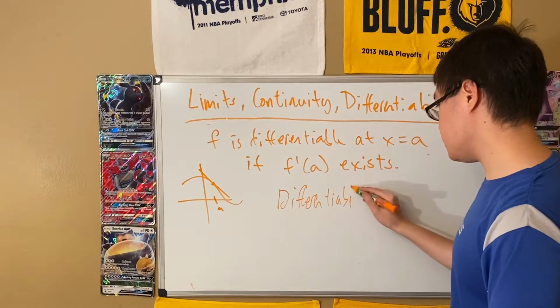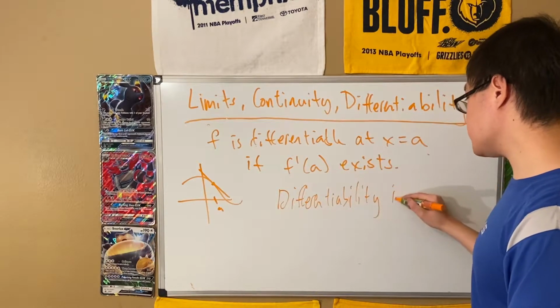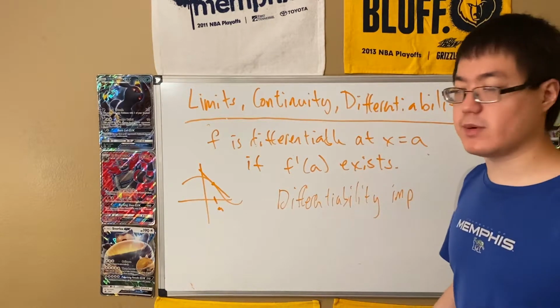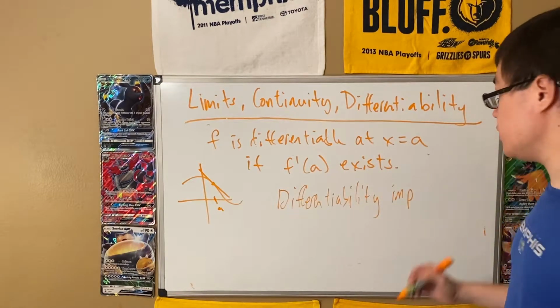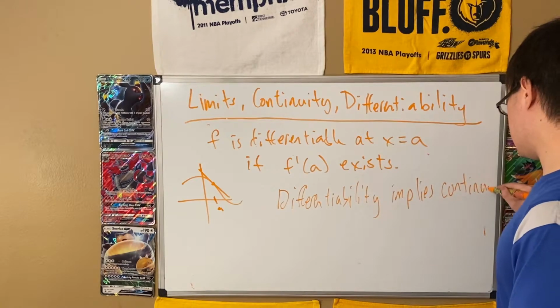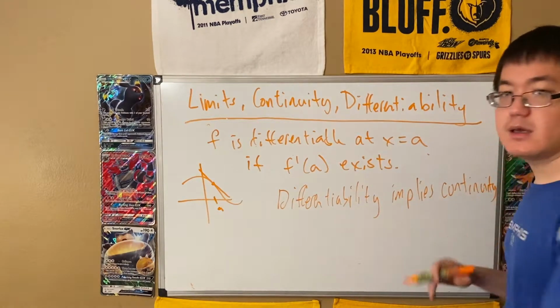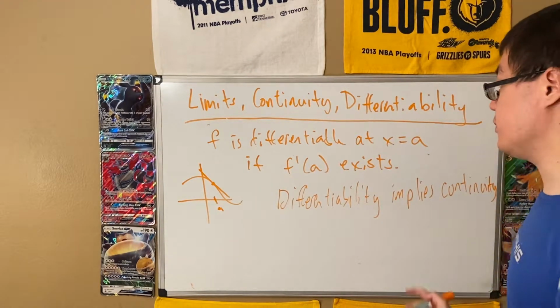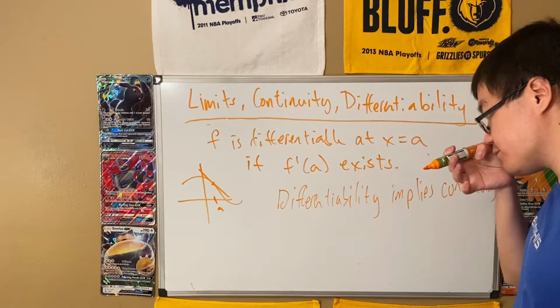Differentiability implies continuity, meaning that you won't lift your pencil because you need to be able to take a slope there. So it implies continuity. But continuity does not imply differentiability, so it only works in this direction.